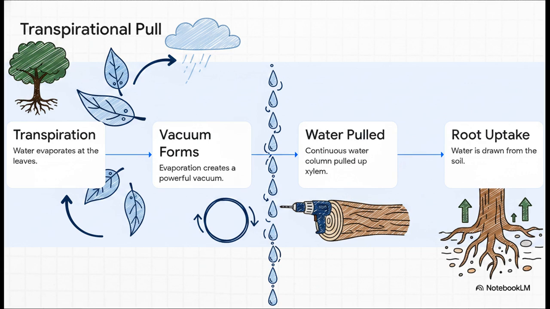The absolutely crucial thing to understand here is that if this continuous column of water breaks, say an arborist drills a hole into the trunk, that vacuum is broken. That specific plumbing line completely halts until the tree can slowly repair it.